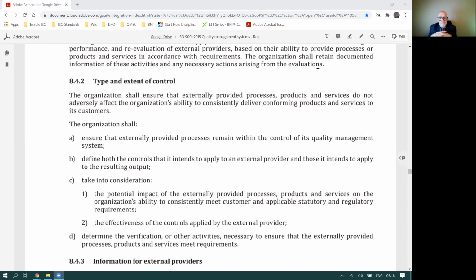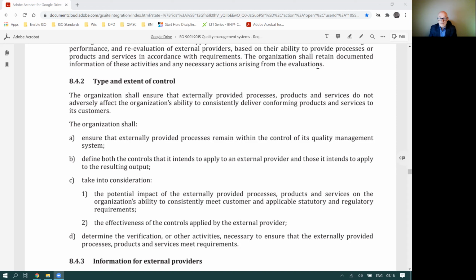B, define both the controls that it intends to apply to an external provider and those it intends to apply to the resulting output. So, there are controls for maybe the evaluation, the selection, and to govern the delivery of the product and service. And then after the delivery, there is a control then for testing the resulting output of that delivery to make sure it remains conformant.